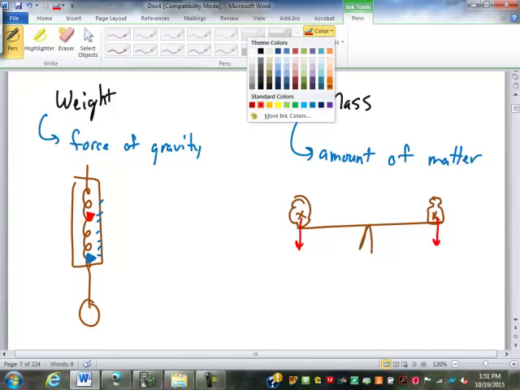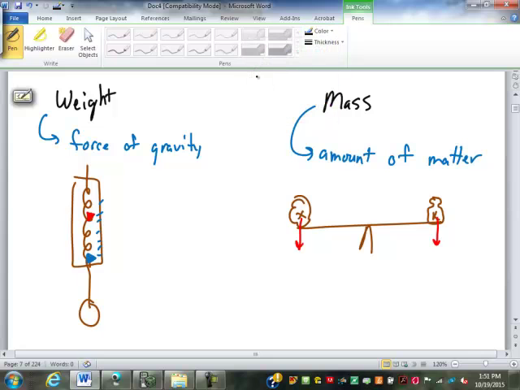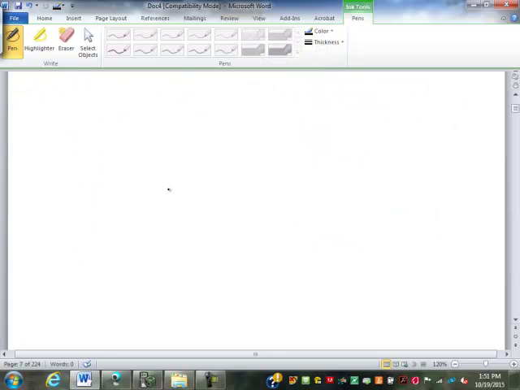Now the main reason why I bring that up is that in the standard system, we tend to actually use units of weight. So let's go through the standard weight.